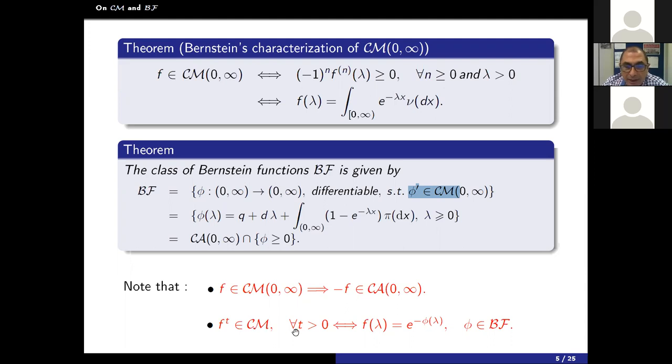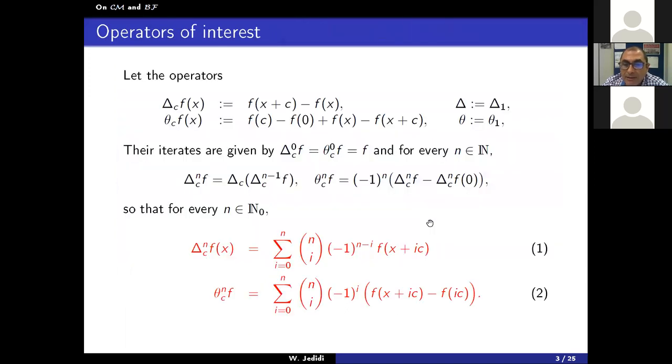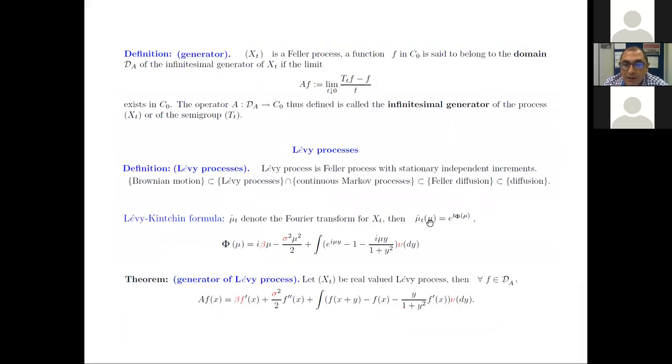So the class of functions that are completely monotone and such that elevated to any power t remain completely monotone are characterized by this form, where phi is a Bernstein function like this. This is a reminder to the story.